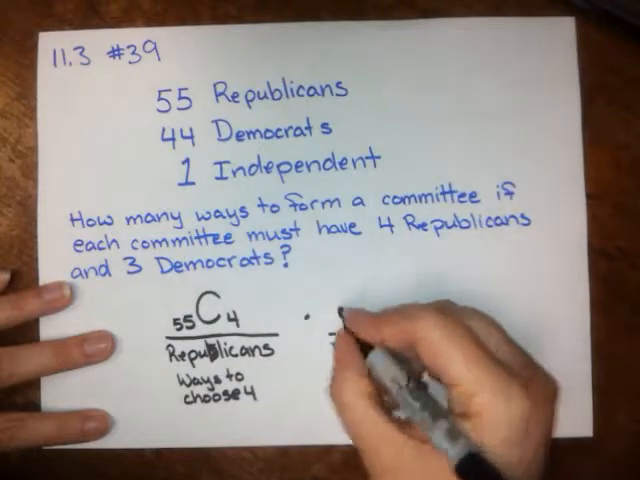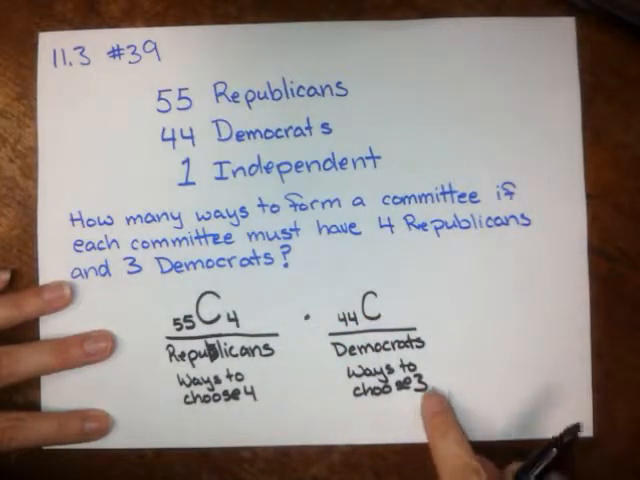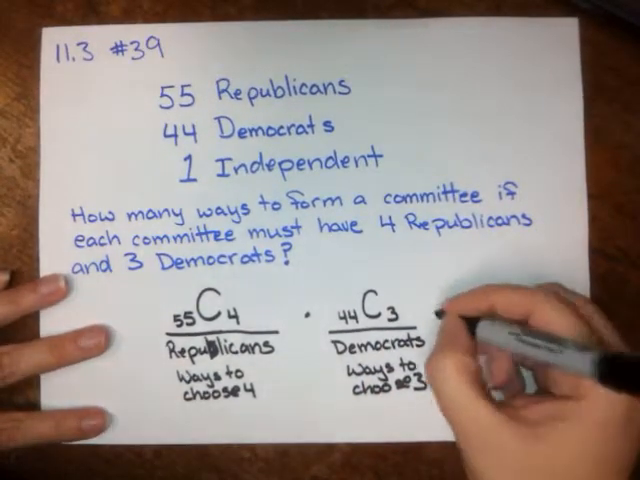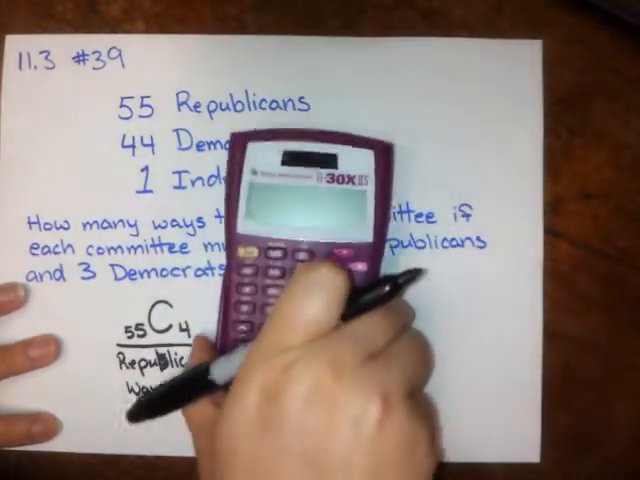Democrats, we have 44 of them, and we need to pick 3 of them. So that's 44C3, and now we just plug it into the calculator. And that should be pretty simple.